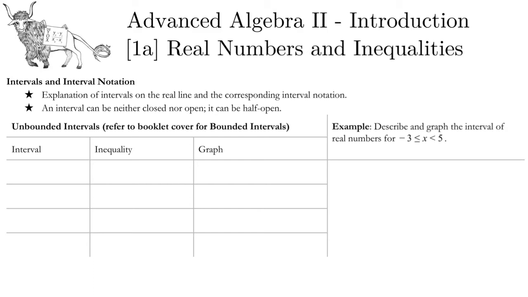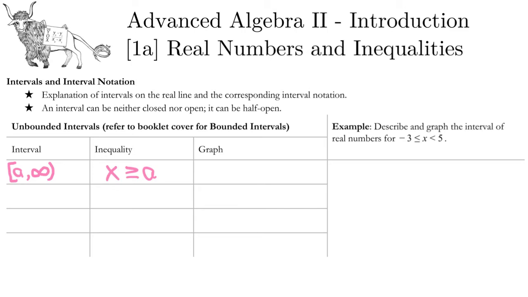So let's fill out this chart. On the left, we have interval. In the middle, we have inequality. On the right, we have graph. So we'll just understand the interval in 2 other ways. The first unbounded interval is from a to infinity, inclusive of a. So we use an open bracket. That means x is greater than or equal to a.